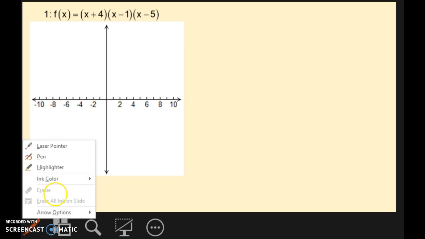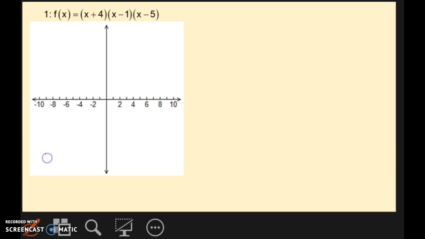So first thing I want to do is actually find out what the zeros are. Now, nice thing is I've already got this set up ready to go. It's factored, so I can pretty easily find out the zeros. And those are going to be at -4, +1, and +5, just taking each of those factors and setting them equal to 0 and solving. So I'm going to go ahead and on my graph put a point at -4, at +1, and at +5.